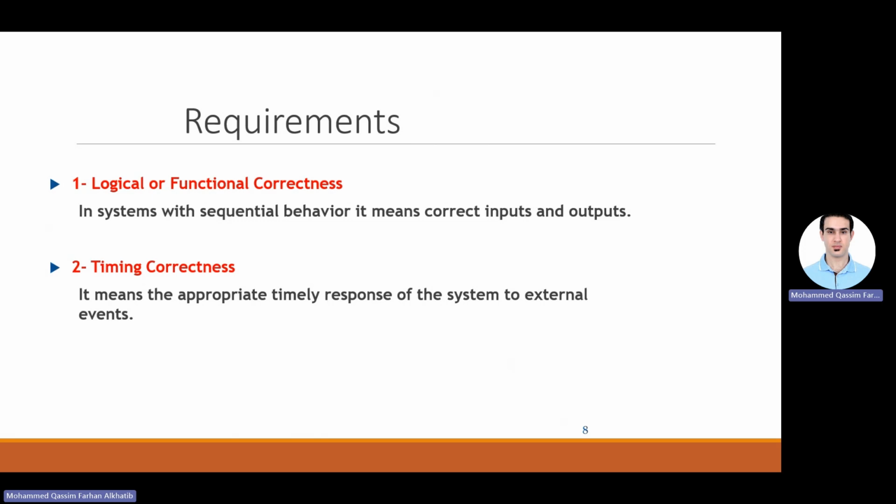So requirements for DSP. You have functional correctness. Sometimes when you deal with sequential behavior, you need a set of correct inputs and outputs. And timing correctness, you have to be synchronized. Do you know what synchronized means? Like the sender and receiver, they have to lock at the same point. When you send the first sample, the receiver should receive the same sample, in the same order. So it means an appropriate timely response of the system to external events.